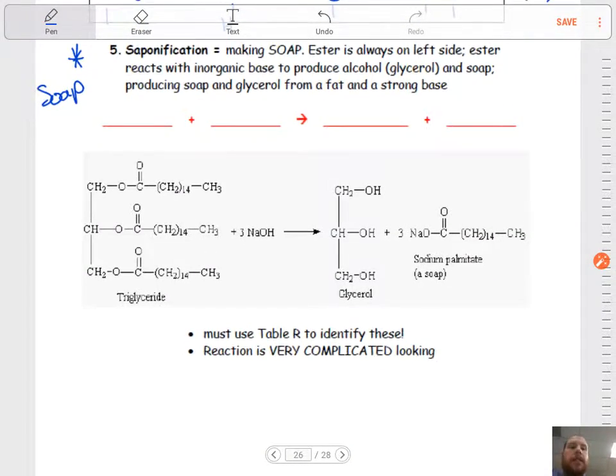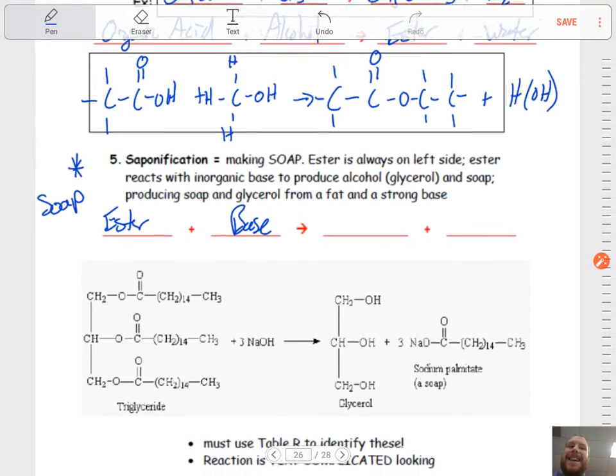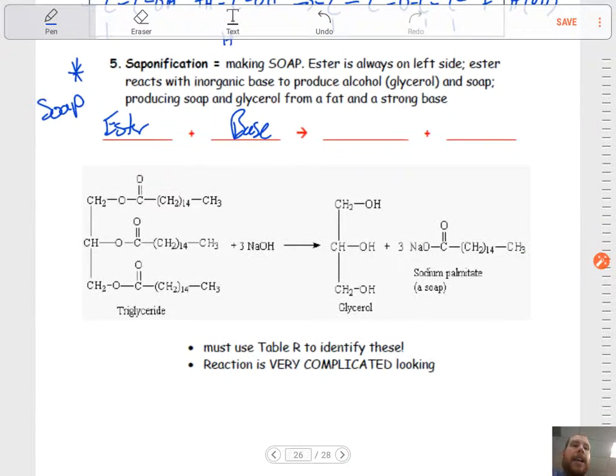So something like this. We have an ester plus a base. How do I know if something's a base? Now, you might think, oh, it ends in OH. But guys, with functional groups, alcohols tend to end in OH, so it's got to be an inorganic base. Inorganic, meaning it's a metal, all right? A metal bonded with hydroxide. And then it's going to produce an alcohol, typically glycerol, which is this guy right here, and soap. Okay, make sure you know that.